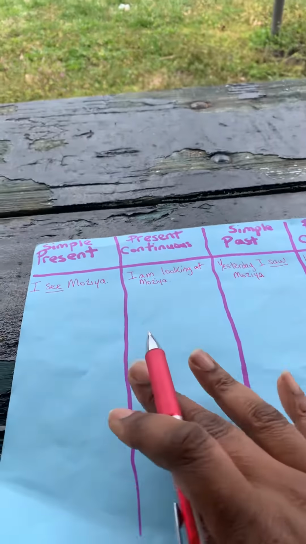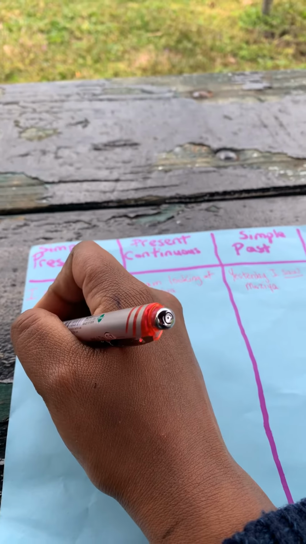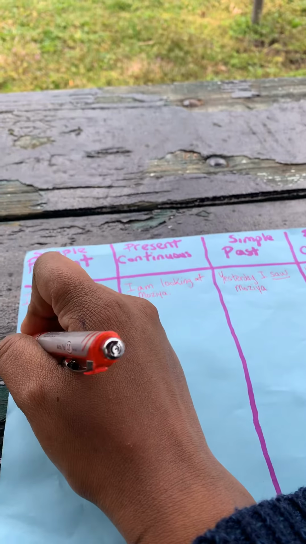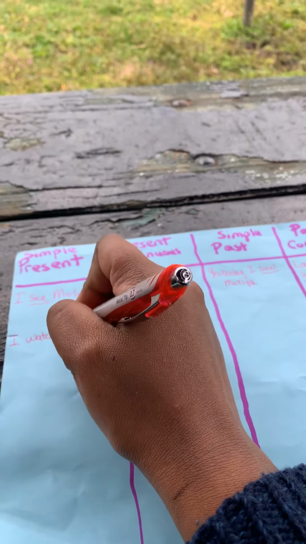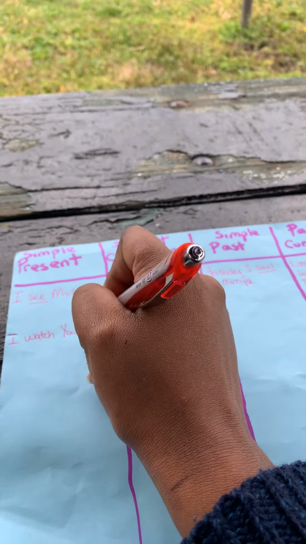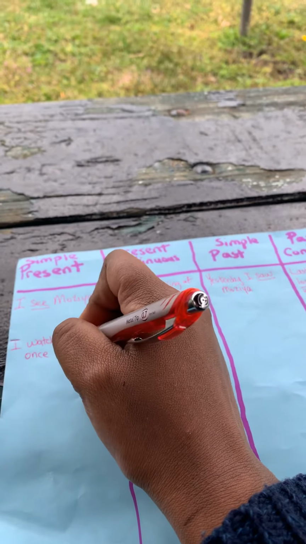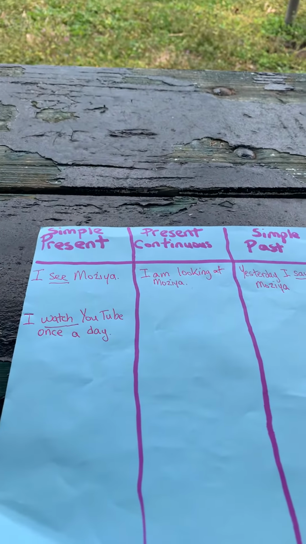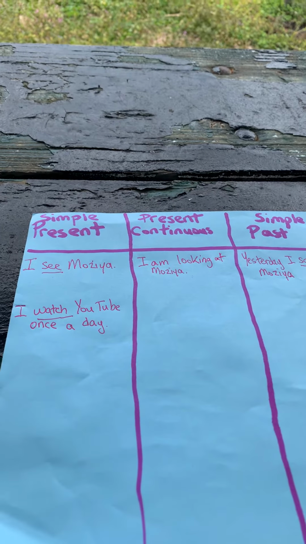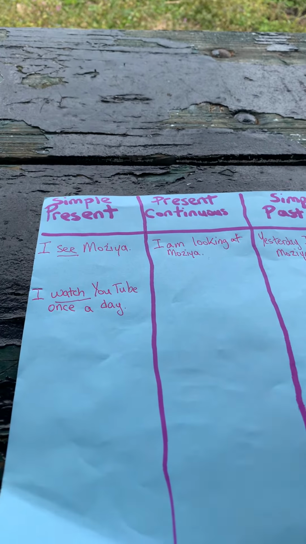Let's try some more sentences. Simple present. Let's use the word watch. I watch YouTube once a day. Once means one time. Okay, we have watch. I watch YouTube once a day. That means one time a day I get on and I look at YouTube.